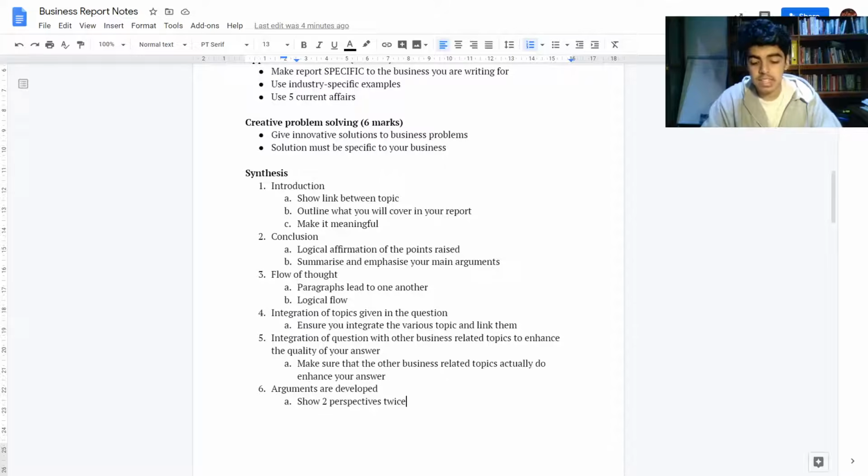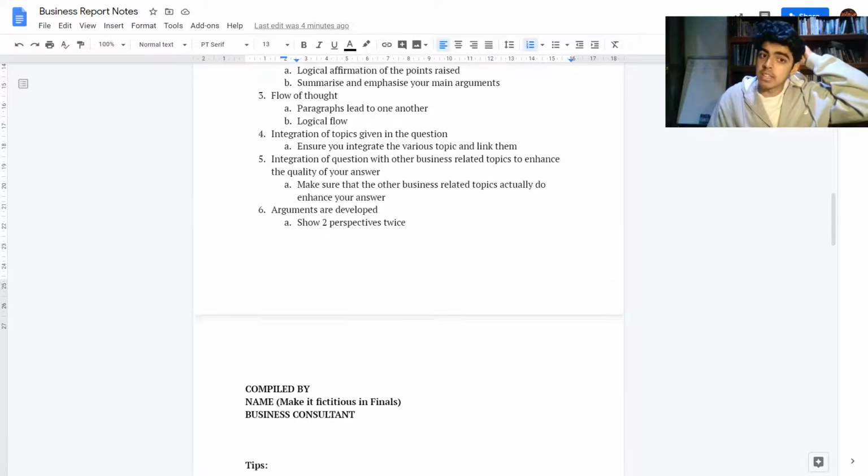So this means that if you're saying Sasol should try to form a strategic alliance with Mug and Bean, then you need to say, however, Sasol are in a poor economic condition, so they should not expend too much money because that would worsen their situation. You're showing two sides of a coin, and that's your arguments being developed.